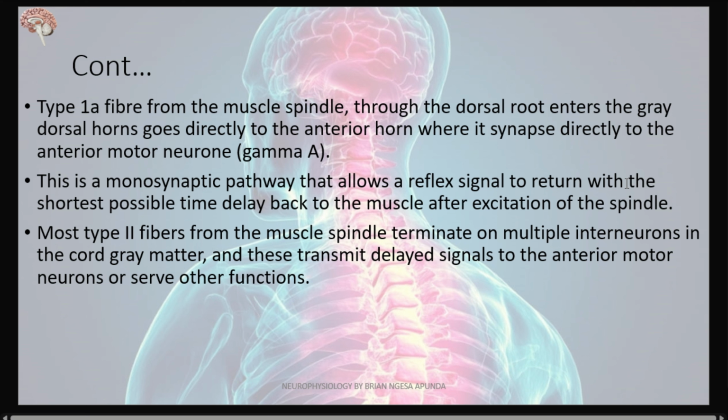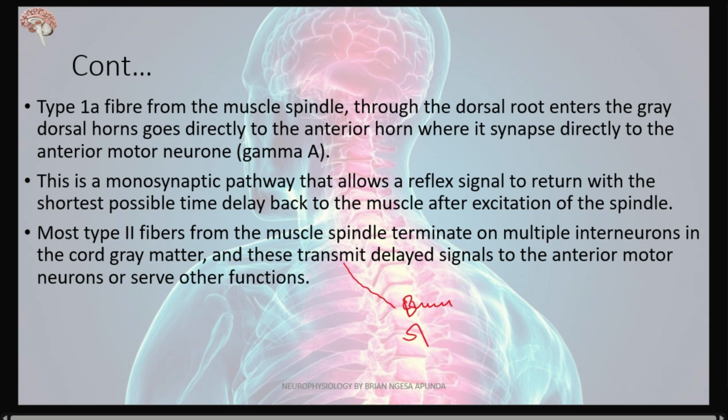Most type 2 fibers from the muscle spindle terminate on multiple interneurons in the cord gray matter. These transmit delayed signals to the anterior motor neurons or serve other functions. So remember, this is likely to be static. The same information propagated through the type 2 is what is likely to get into the brain eventually.